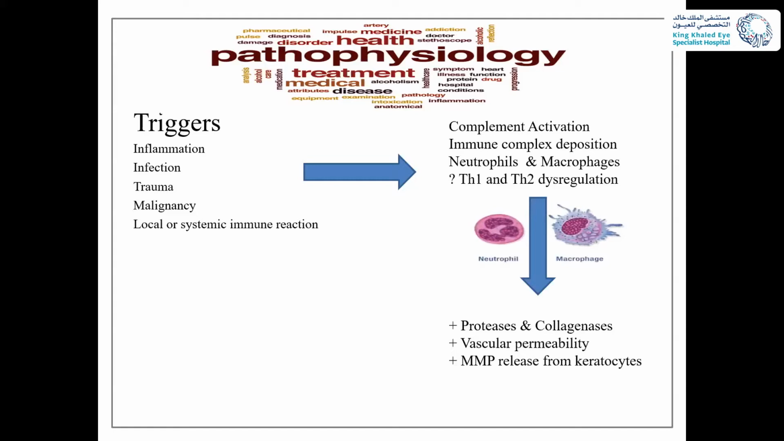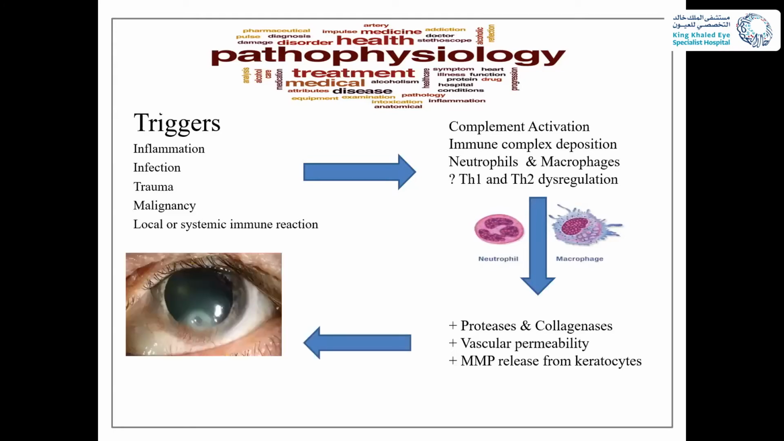There will be vascular permeability. There will be a release of matrix metalloproteinase from the keratocytes that will add insult to the existing injury. Now, the image will be almost like this. This is a classical picture of a chronic case of peripheral ulcerative keratitis: melting, thinning, and degradation.